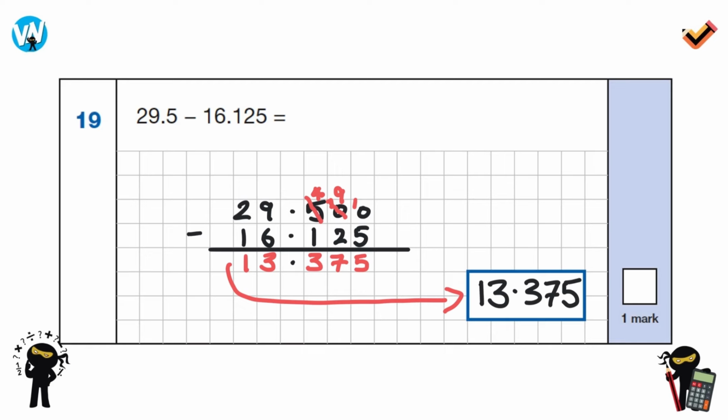Took a little bit of time, that one, but well worth it. And we've got the mark. We can move on. And again, notice that's question 19 in the SATs paper. So it's smack bang in the middle, maybe just beyond the middle. And that's probably about as difficult as you're going to get.